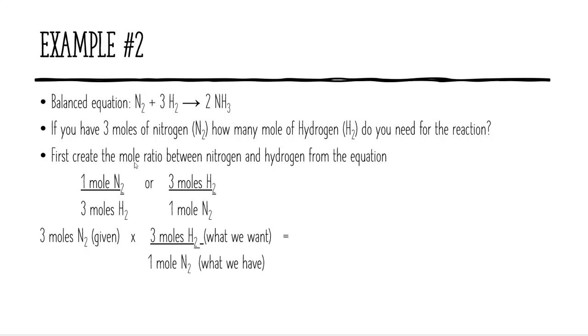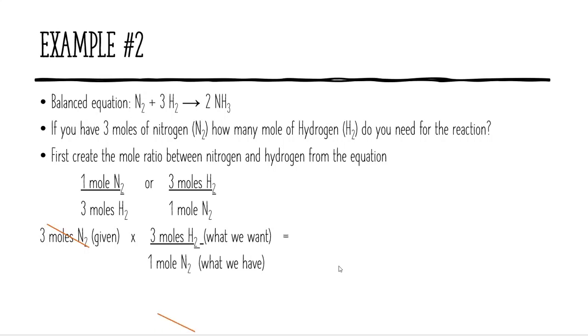So you're going to first create the mole ratio between nitrogen and hydrogen, because that's in our question. And so there's 1 mole of nitrogen to 3 moles of hydrogen, or 3 moles of hydrogen to 1 mole of nitrogen. You could use either one. And then the first thing we're going to write is our given, which is 3 moles of nitrogen. Multiply, and on the bottom we're going to put the units we have, which is moles of nitrogen, and the units we want on top, which is moles of hydrogen.